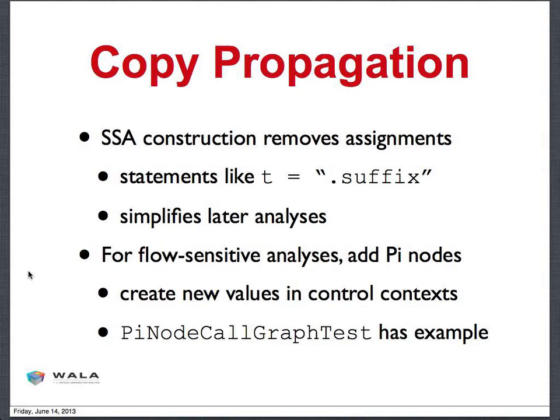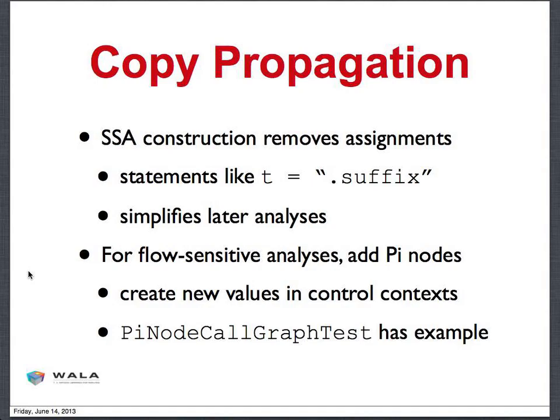Now, I'm not going to get into this in detail, but for situations like in security analysis where I want to know the control flow context of a particular assignment statement, basically what I'm saying is that SSA is being too coarse, and you actually want separate values for the same data flow value in different control flow contexts. The traditional way of doing it in SSA form is to introduce these things called pi nodes. In WALA, we will do copy propagation, but separately, there's support for introducing pi nodes in WALA, and I'm not going to get into it here.